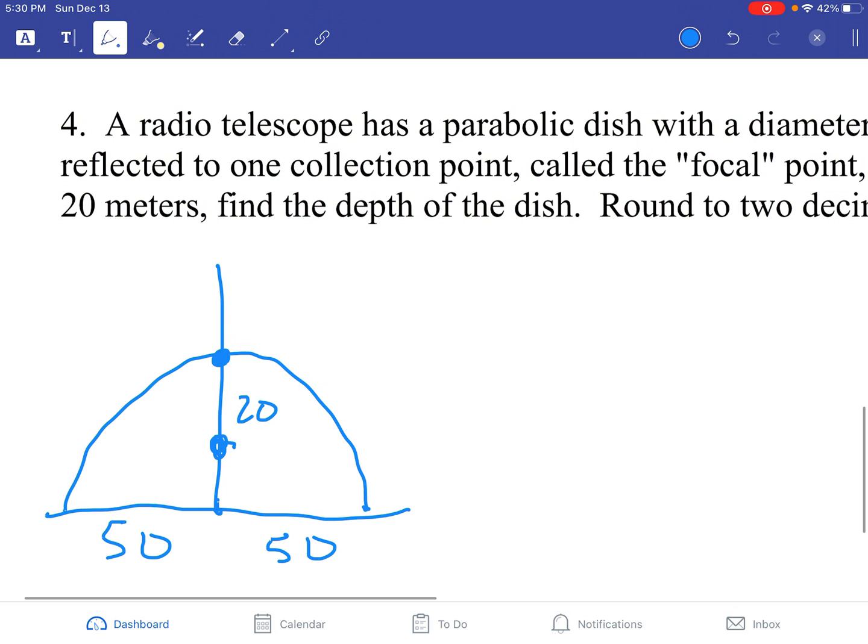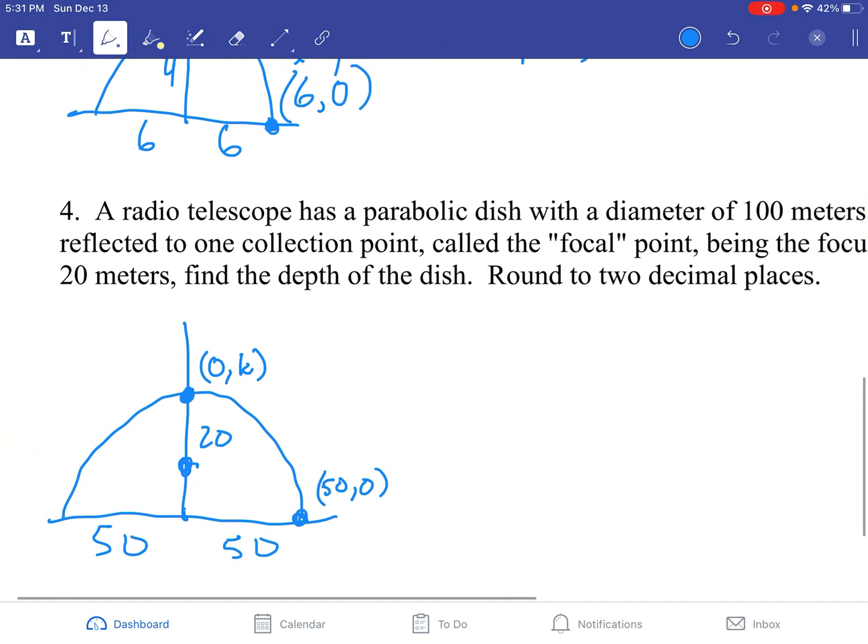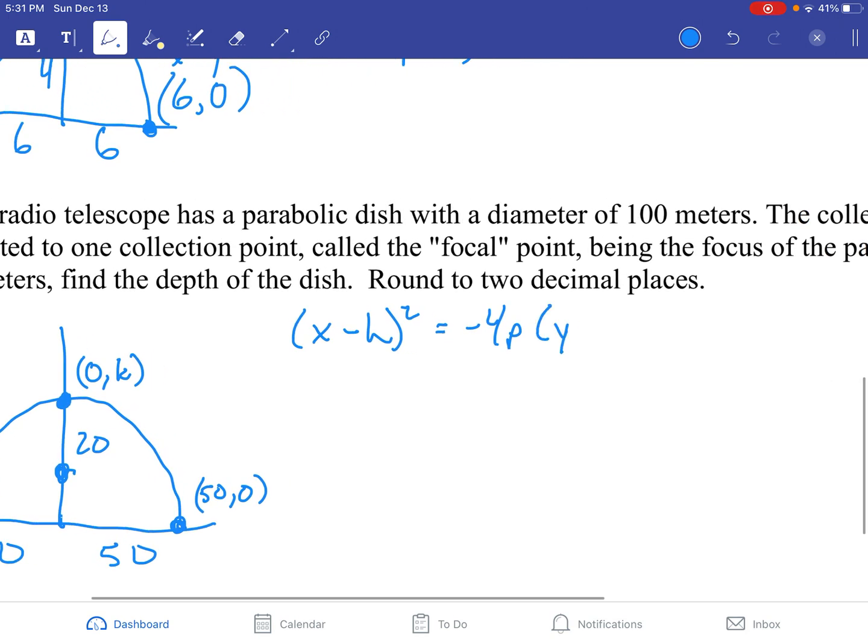So the height of the dish, the vertex, is going to be 0, k. We don't know what the k value is. Okay, it's not 20 because that's the p value. We do know, however, that the point over here is going to be 50, 0. Right? So we can plug all this information into our equation. We don't have to solve it again. All right, so we'd have x minus h, quantity squared, is equal to negative 4 times p times y minus k.